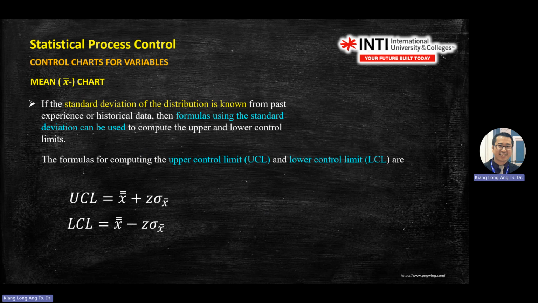Okay. So mean chart, you have UCL, LCL also, but you are using mean of the mean. You see double line here? You're using mean of the mean. Okay. So another chart called mean chart. UCL, LCL, X double bar plus minus Z sigma X bar.